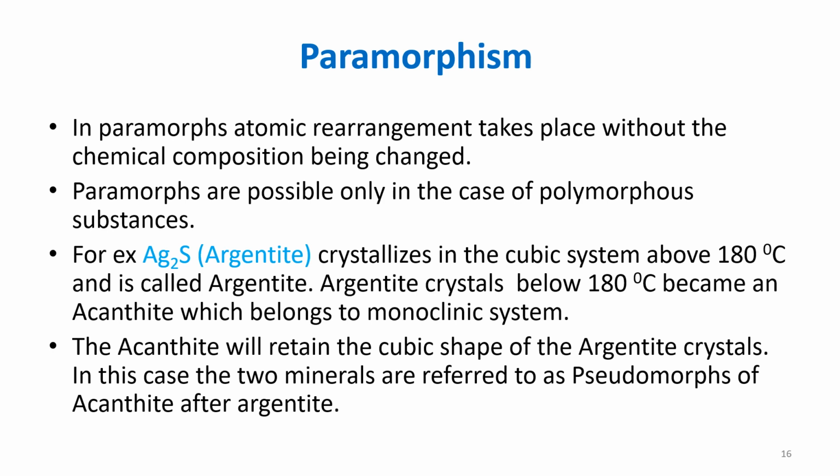So at a certain temperature, above 180, the same argentite behaves as argentite in the form of the cubic system, whereas below 180, the same argentite crystals become acanthite, which belongs to the monoclinic system. Though the argentite has converted into acanthite, the acanthite will retain the cubic shape of the argentite crystals. In this case, the two minerals are referred to as paramorphs of acanthite after argentite.